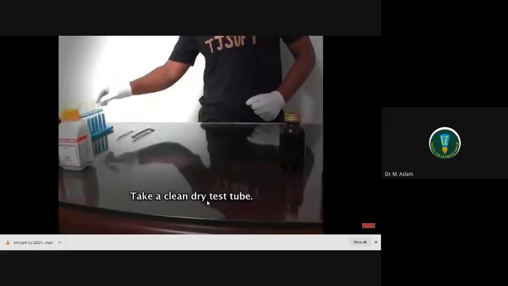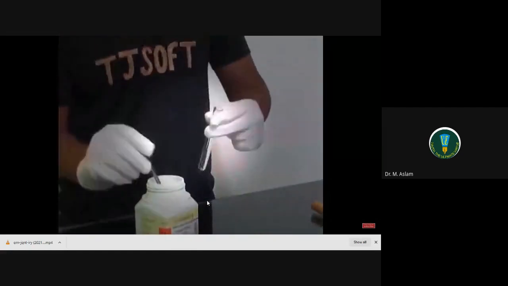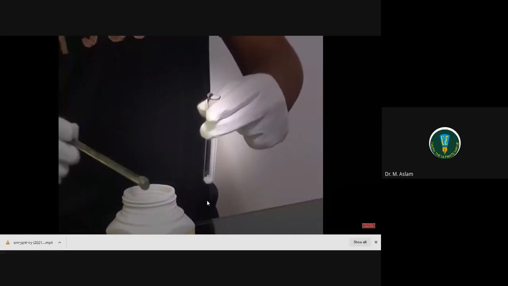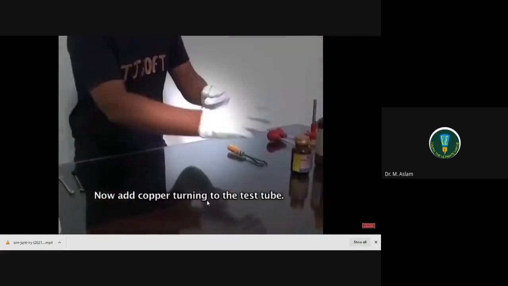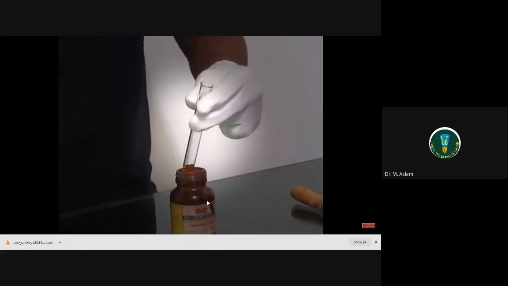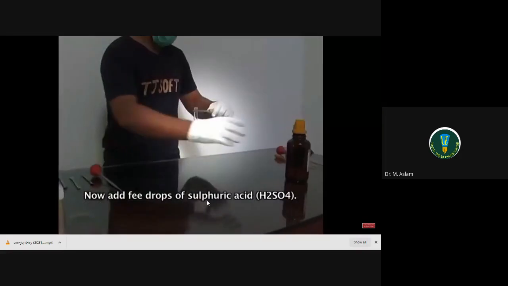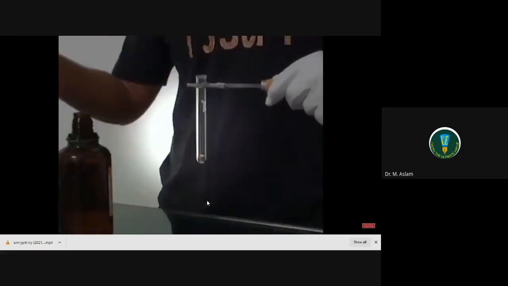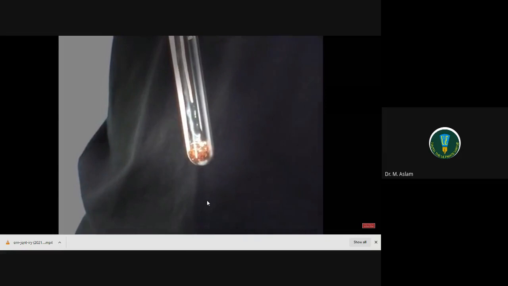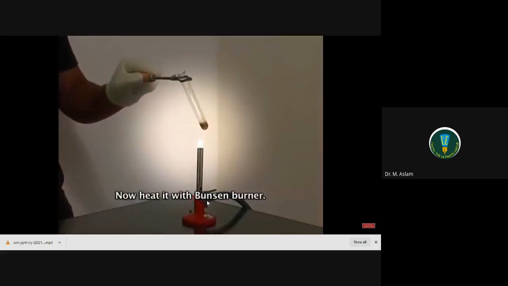Take a clean dry test tube. Now add nitrate salt with the help of a spatula. Now add copper turnings to the test tube. Now hold it with a holder. Now add a few drops of sulfuric acid. Now heat it with a Bunsen burner.